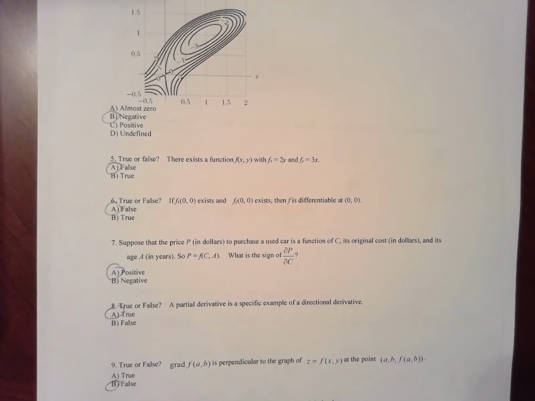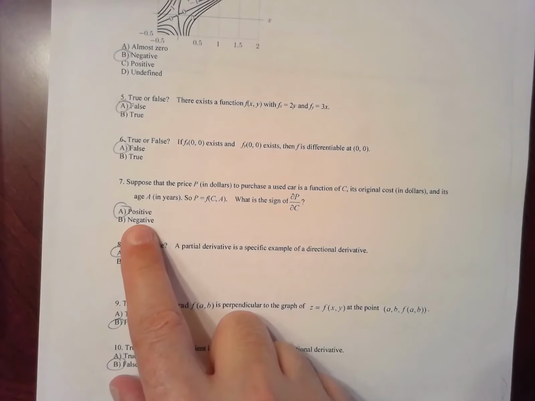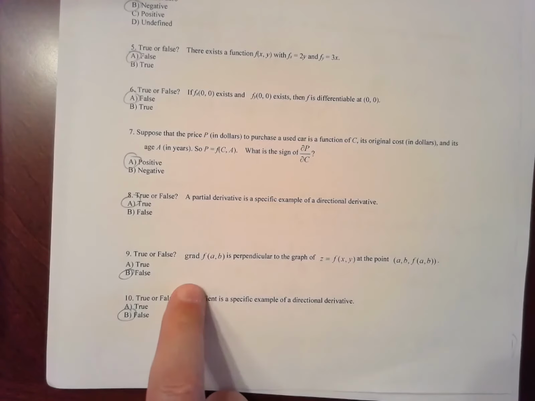Both partials existing at particular points is not enough to make the function differentiable. They have to also be continuous. That's positive. One goes up, the other should go up. Partial derivative is a directional derivative.